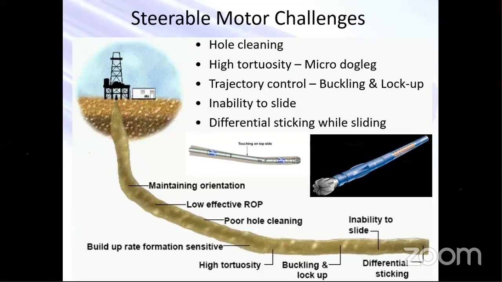If we look at the picture below, it represents the main issues related to the steerable motor: maintaining orientation, low effective ROP, poor hole cleaning, build-up rate, formation sensitivity, high tortuosity, and buckling. The buckling and lockup is normally here in the bottom side. Inability to slide due to the high friction force. A lot of cuttings will settle down in the bottom part. We'll also have differential sticking, and it will be very, very difficult to slide with the steerable motor, and there is no surface RPM.